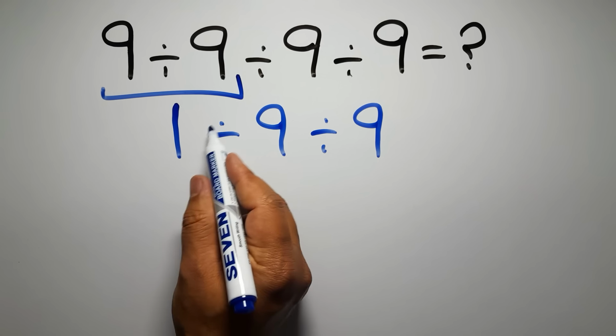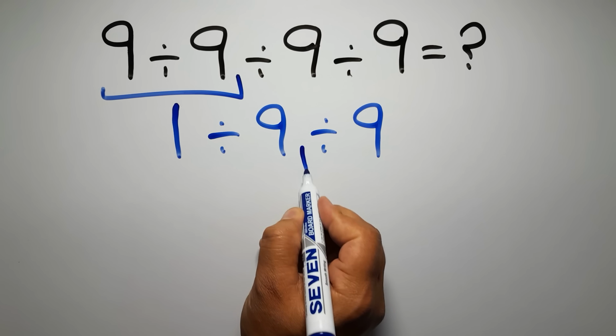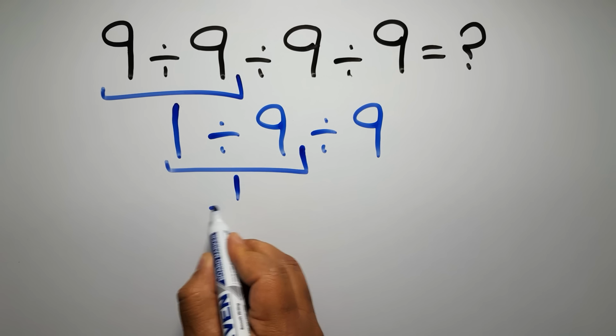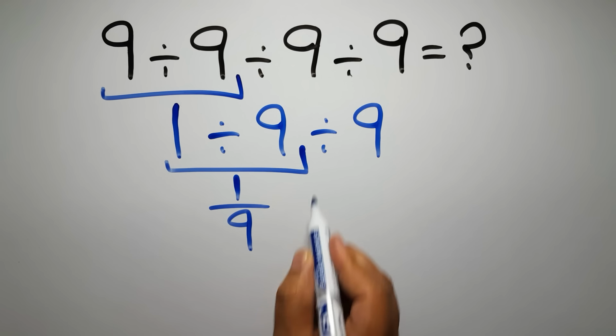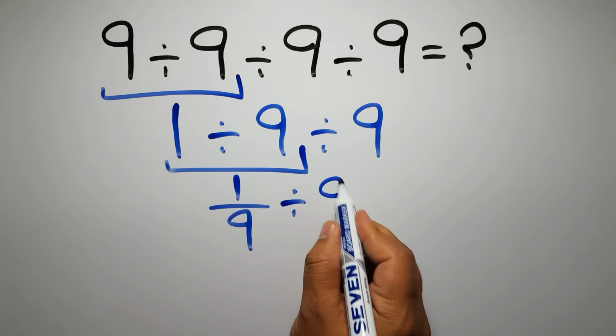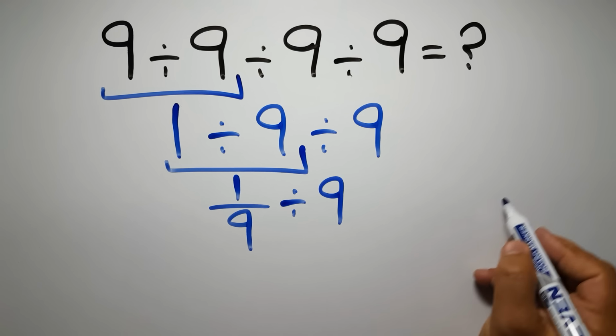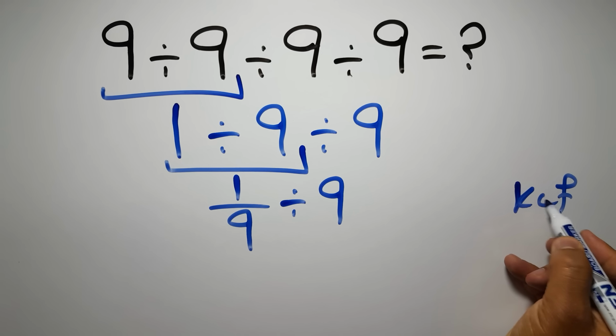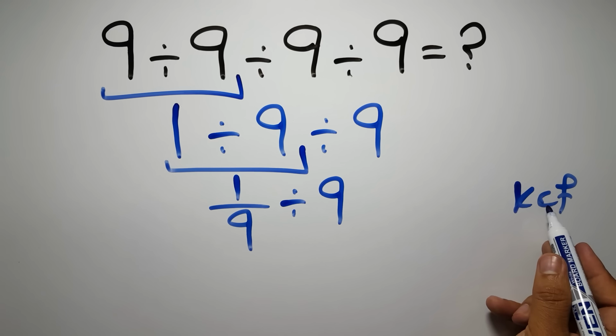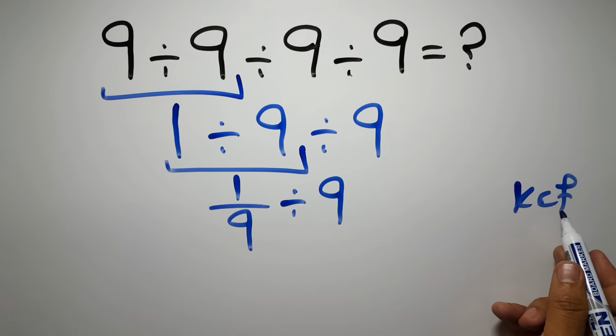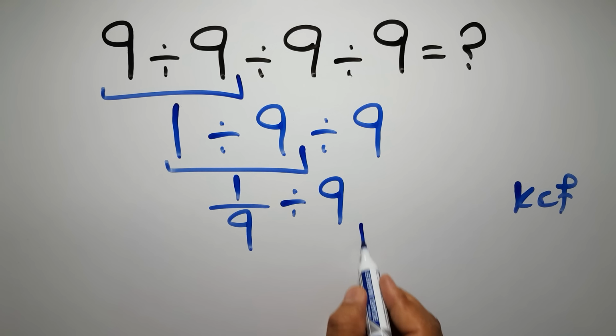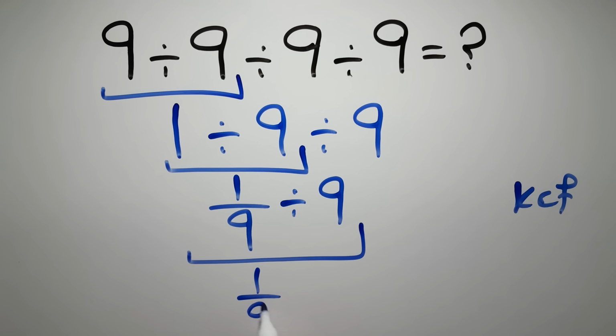Now we have to do this division. 1 divided by 9 can be written as 1 over 9 and divided by 9. According to the KCF rule, K stands for keep, C stands for change, and F stands for flip. We can write keep the first fraction, change division to multiplication, and flip the second fraction.